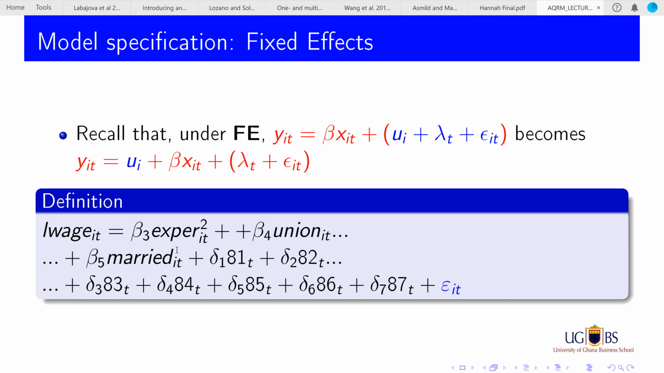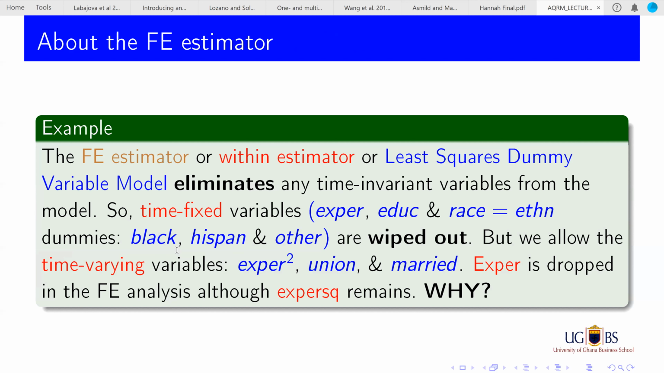Previously, there was education, but I've removed education because last time we gave a reason why education is not considered as a continuous variable. Also, we don't have experience, even though we have experience square. We explained this the last time. But then we have union because a student can change. So union is a changing variable, a varying regressor. And married is also a varying regressor because these are children who marry over the period.